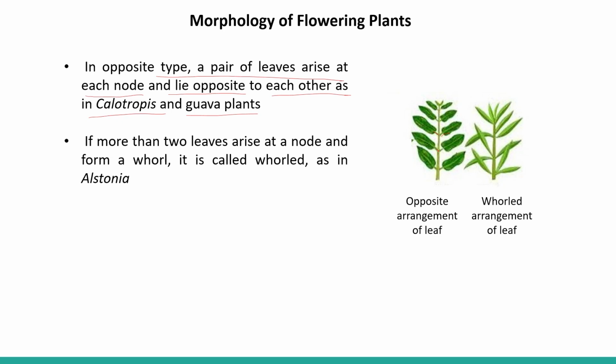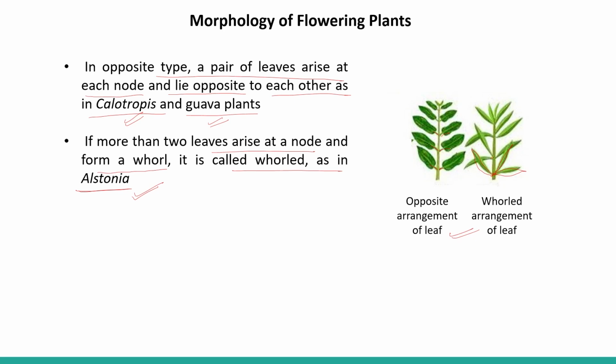So here you can see opposite at one particular node. Here also at one particular node. Okay, so this is in the case of calotropis and guava. If more than two leaves arise at a node and form a whorl, then it is called whorled arrangement, as in the case of Alstonia. So here we can see at one particular nodal region of the branch, one leaf, two leaves, and three leaves arranged. So if more than two leaves are attached to the node of the branch, then that is called whorled arrangement. Example is Alstonia, very, very important. Okay, so remember the names of the particular plant species which possess alternate arrangement, opposite arrangement, and the whorled arrangement.